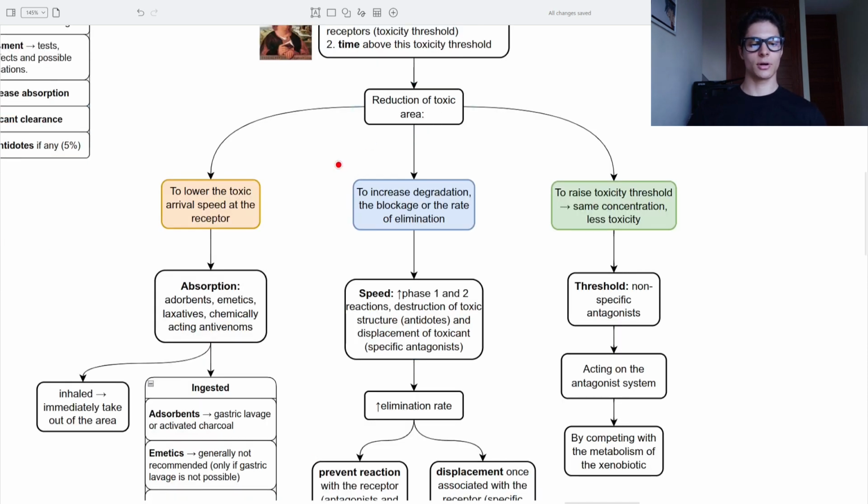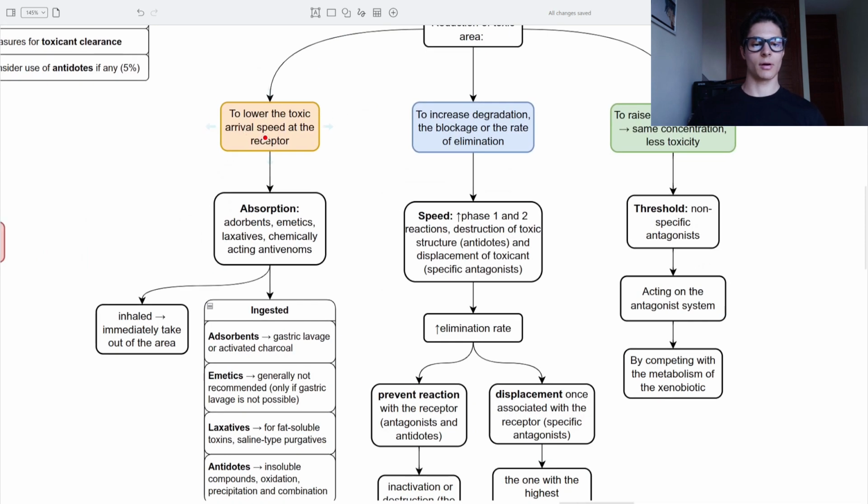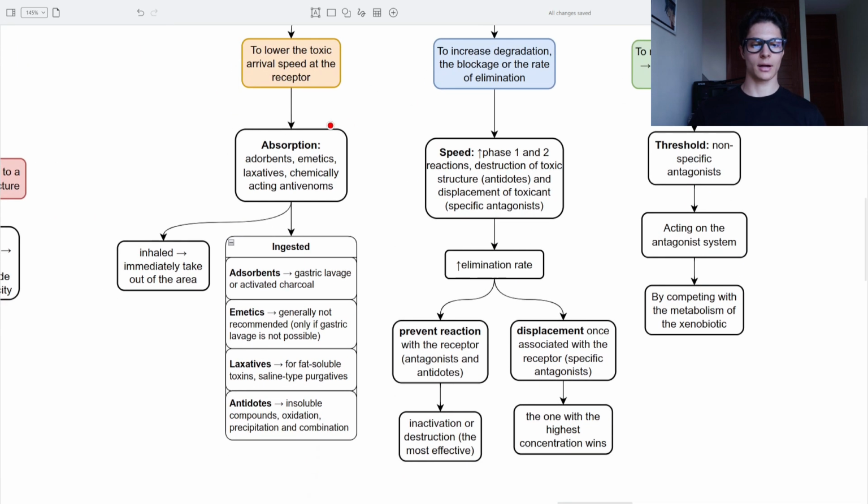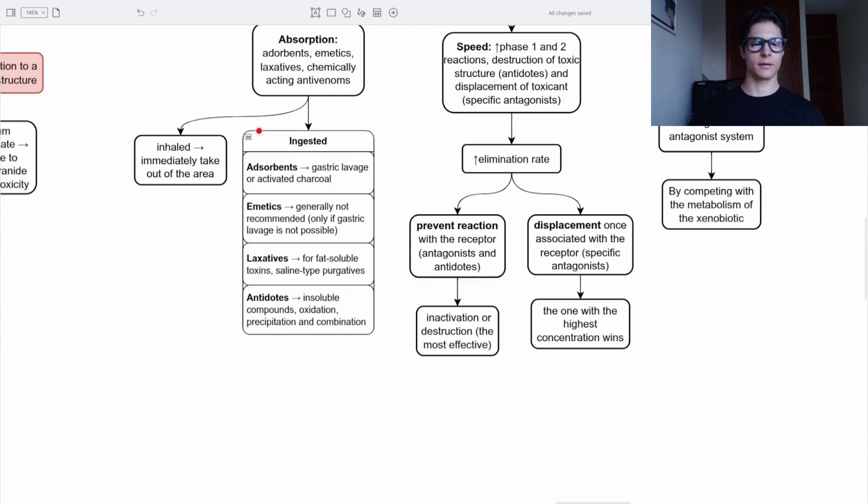Reduction of the toxic area can be done by lowering the toxic arrival speed at the receptor, so acting on the absorption, using adsorbents, emetics, laxatives, and chemically acting antivenoms. If it's inhaled, the way of administration, then what we can do is to immediately take the patient out of the area, because it's very, very dangerous. It's a very fast way of absorption. If it's ingested, we can use adsorbents, for example, gastric lavage or activated charcoal, as we said earlier. Emetics are generally not recommended, only if gastric lavage is not possible.